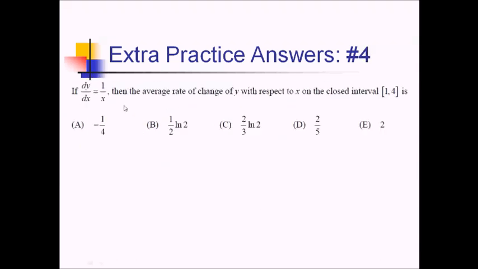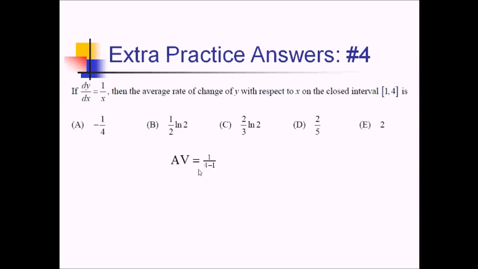For this problem, we're given a first derivative of 1 over x, and they're asking for the average rate of change of y with respect to x on the closed interval. So if we're asking for the average rate of change of some function, and we don't know what the function is, but we know what its instantaneous rate of change is, we're essentially asking for the average value of the derivative. So we're going to find the average value for this derivative function here.